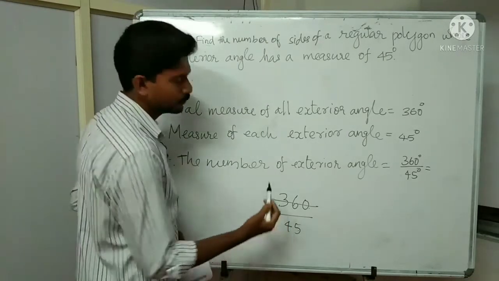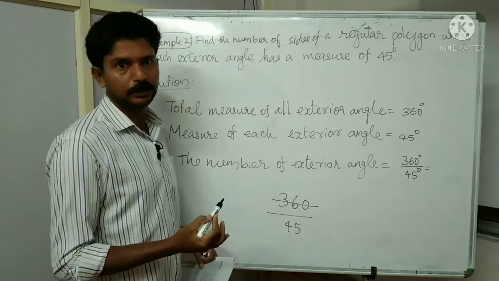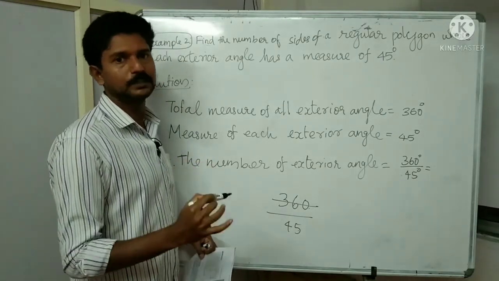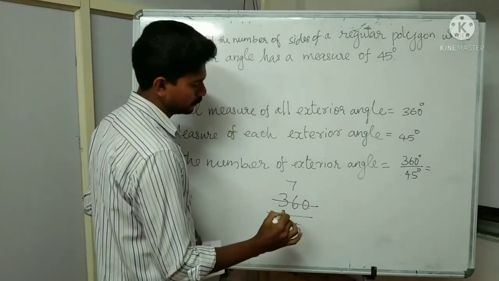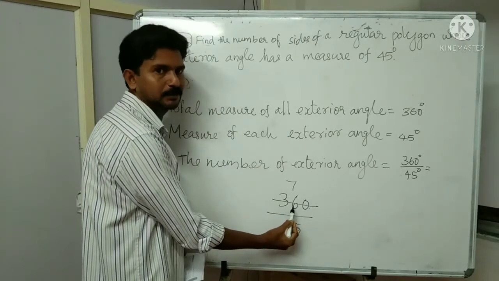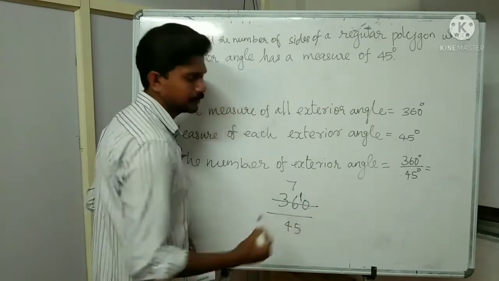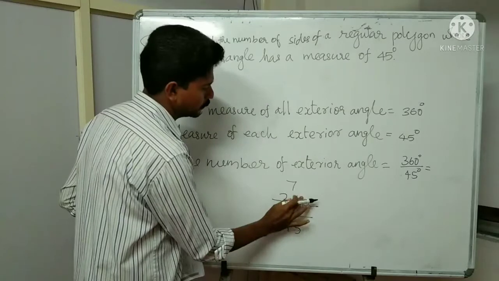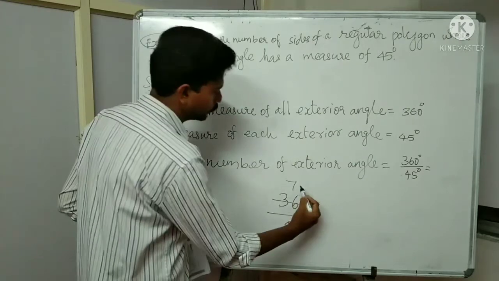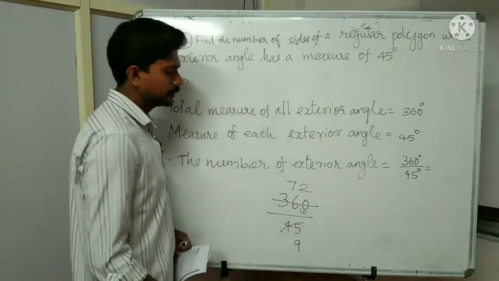3 is not divisible by 5. So we can take 36, which is also not divisible by 5. But we can check how many 5s are in 36. 7 5s are 35. 7 5s are 35. 36 minus 35 leaves a remainder of 1, which we can give here. Now we can take this as a 10. In 10, how many 5s are there? 2 5s are 10. Same way, in 45 we know that 9 5s are 45.